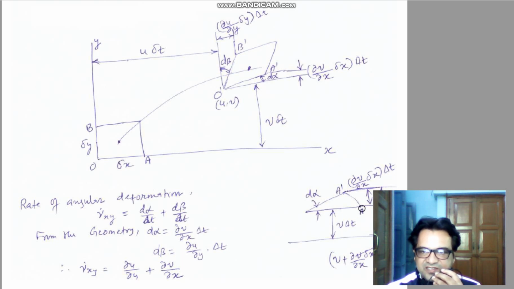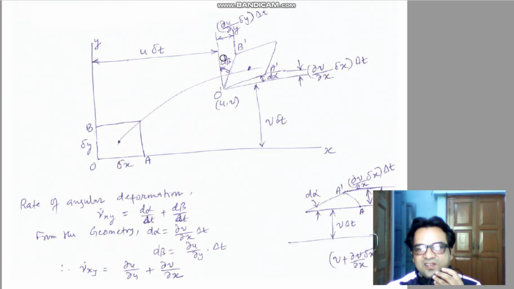If the velocity is v at A, then at A dash the velocity is v plus del v by del x into delta x, by Taylor's series expansion, neglecting the higher order terms. This is the velocity gradient along the x-axis, because the movement from A to A dash takes place due to the change of the y component of the velocity with respect to the x-axis.